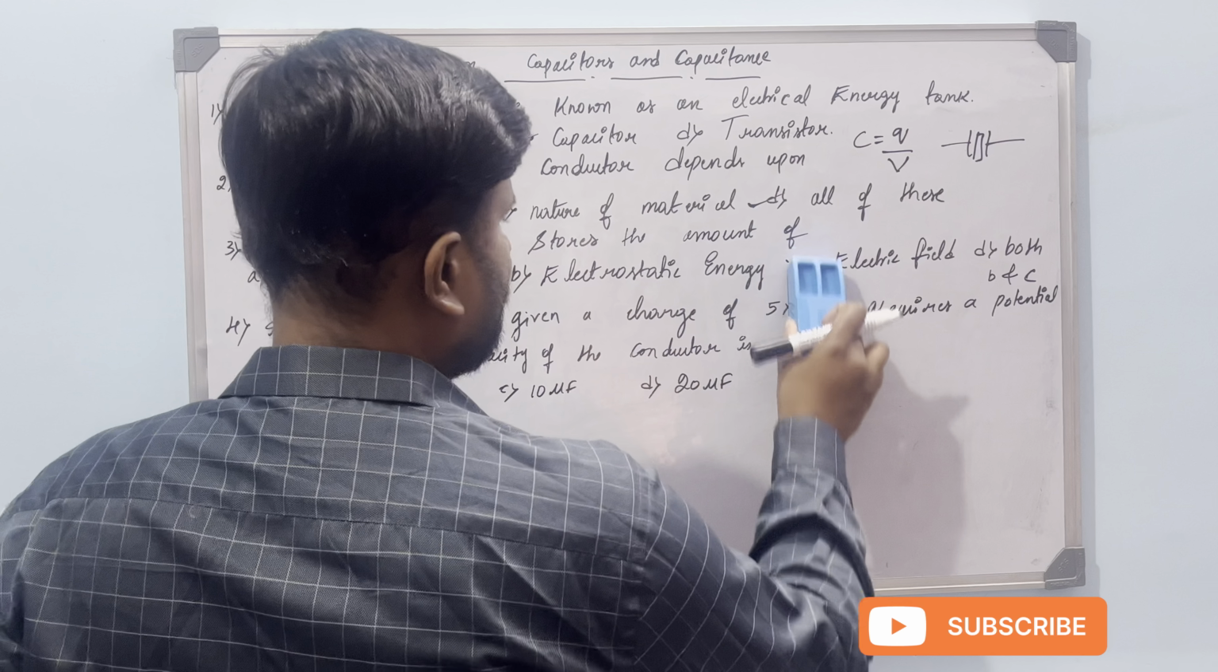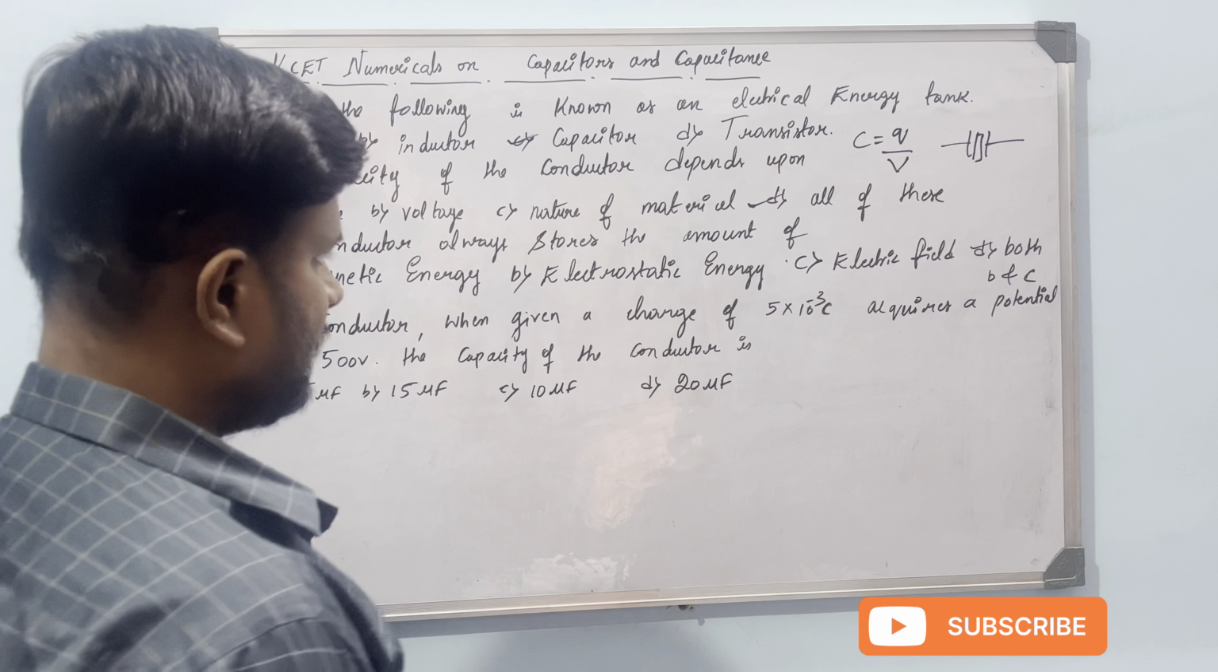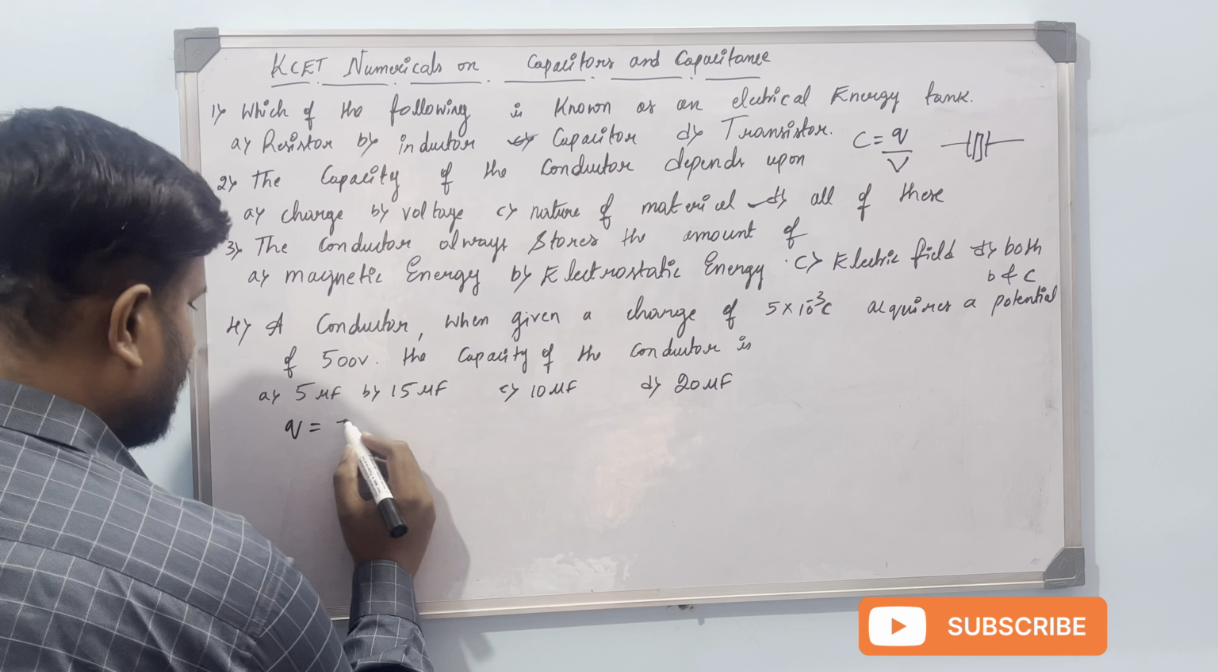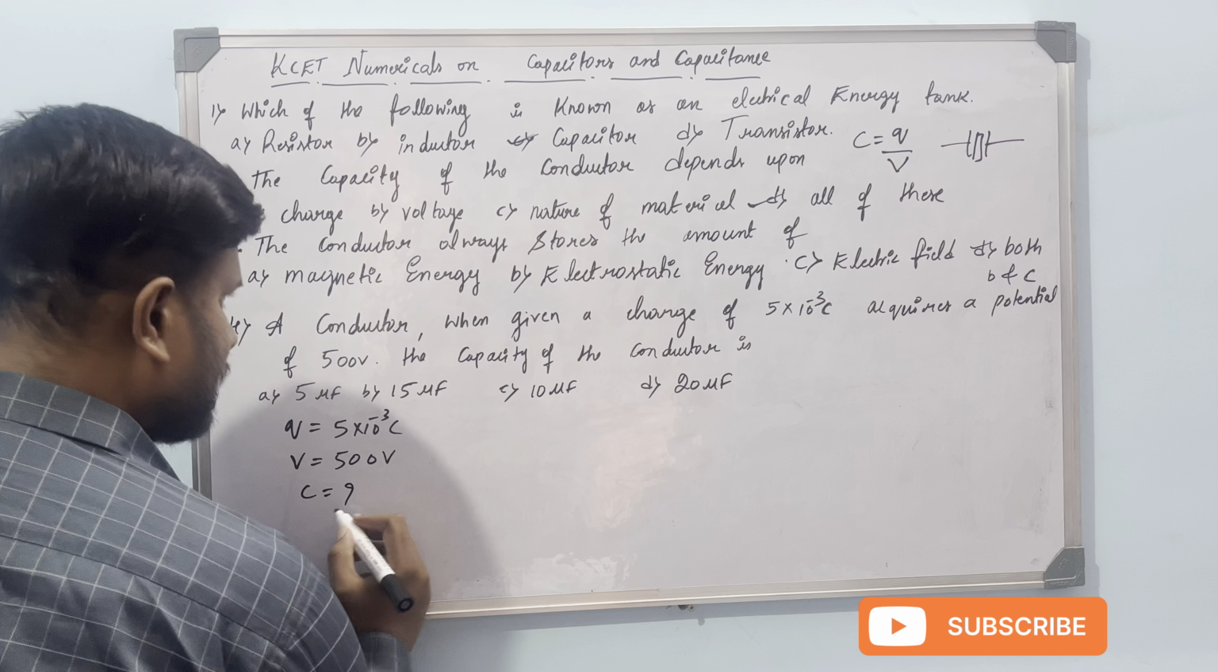A conductor when given a charge of 5 into 10 power minus 3 coulomb acquires a potential of 500 volt. The capacity of the conductor is? What they have given is the charge value, 5 into 10 power minus 3 coulomb, and the potential value V, 500 volt. We need to calculate the capacity of the conductor.